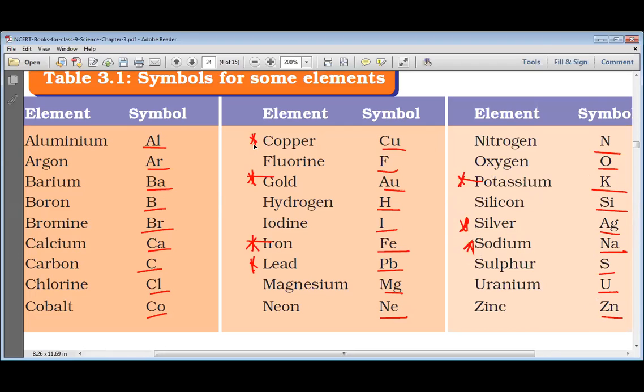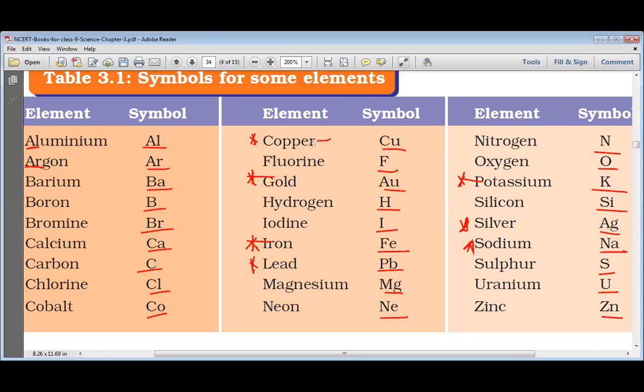Now I have mentioned some of the elements whose symbols are not from their spelling. If you look at aluminium, these two are their symbol. If you look at argon, Ar, that is coming from their English name itself. But these elements which I have marked do not have their symbols from their name itself, because their symbol is taken from the name in either Latin, German or French or some other language.